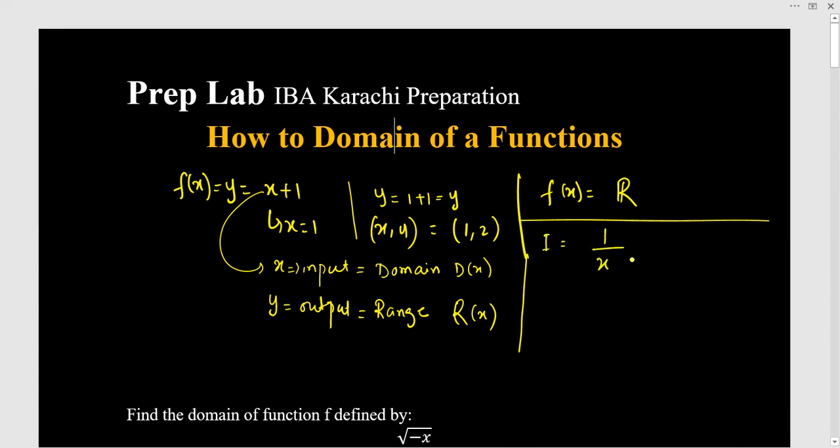When x is in a denominator, we know that x cannot be equal to 0, because if you put a 0 over there, the function will be infinite, and that does not belong to the real numbers. So we have to take care of that. Whenever our x value is in a denominator, we have to take care that this value should not be equal to 0.